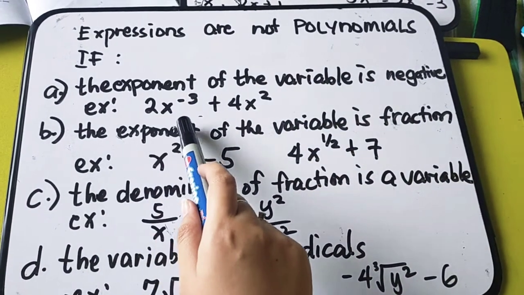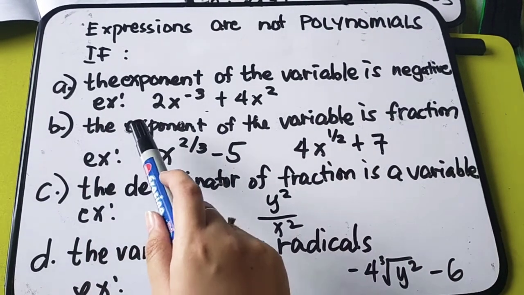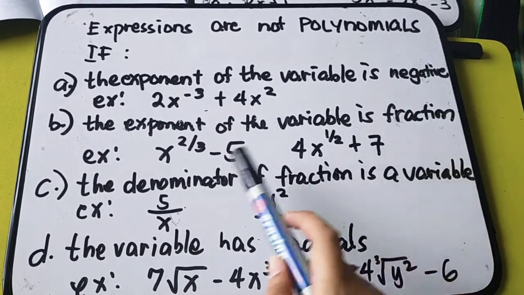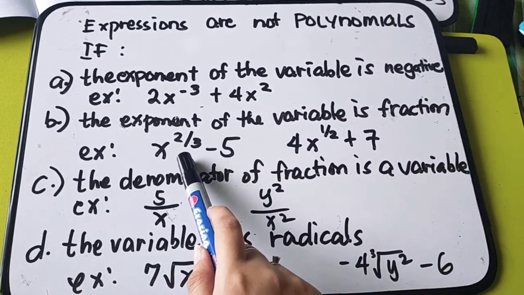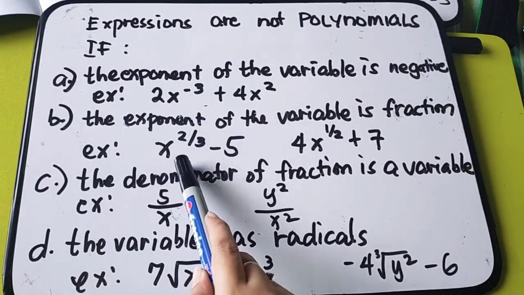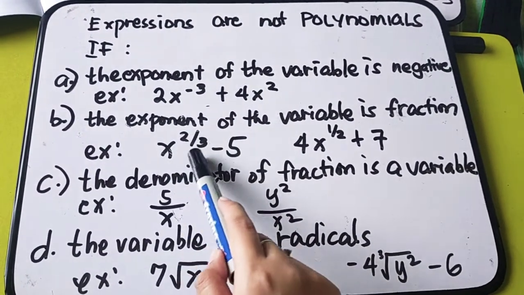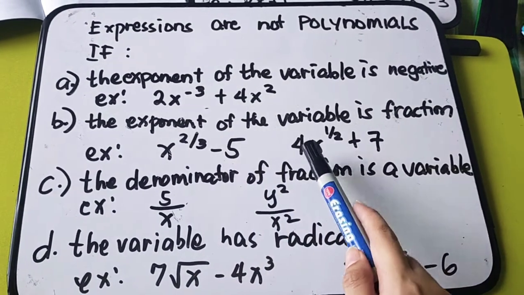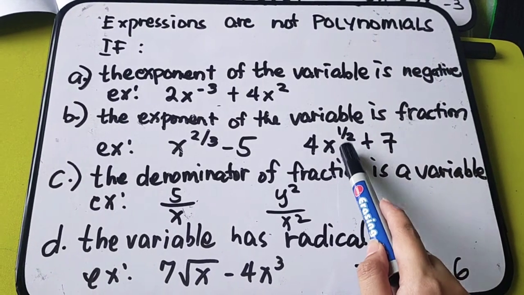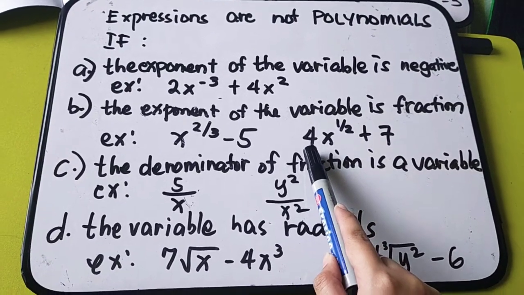For example, we have 2x raised to the negative 3 plus 4x squared. Next, letter B. The exponent of the variable is a fraction. If the variable has a fractional exponent, therefore, it is not a polynomial. For example, x raised to 2/3 minus 5. Our exponent here is 2/3, which is a fraction. 4x raised to 1/2 plus 7. Our exponent here is a fraction. Is it clear? Variable again, not a numerical coefficient.